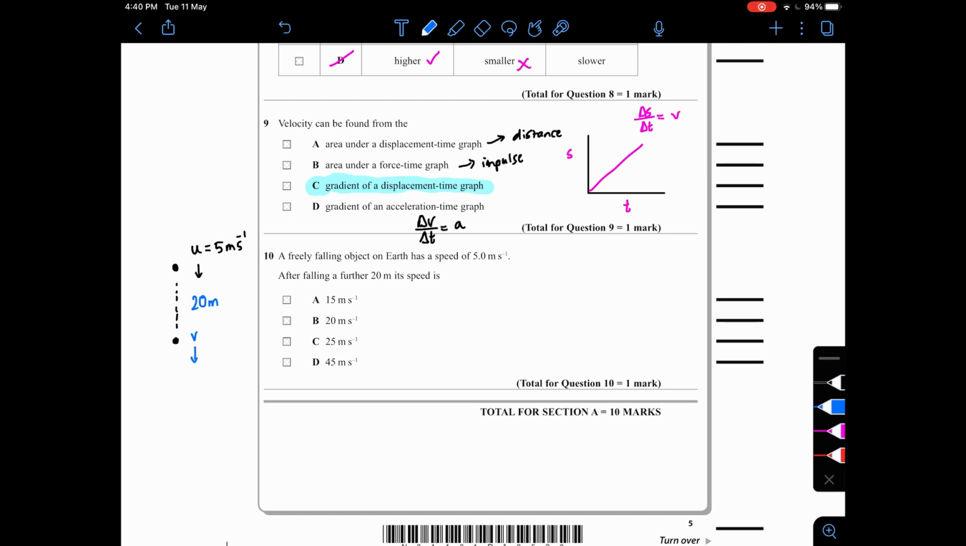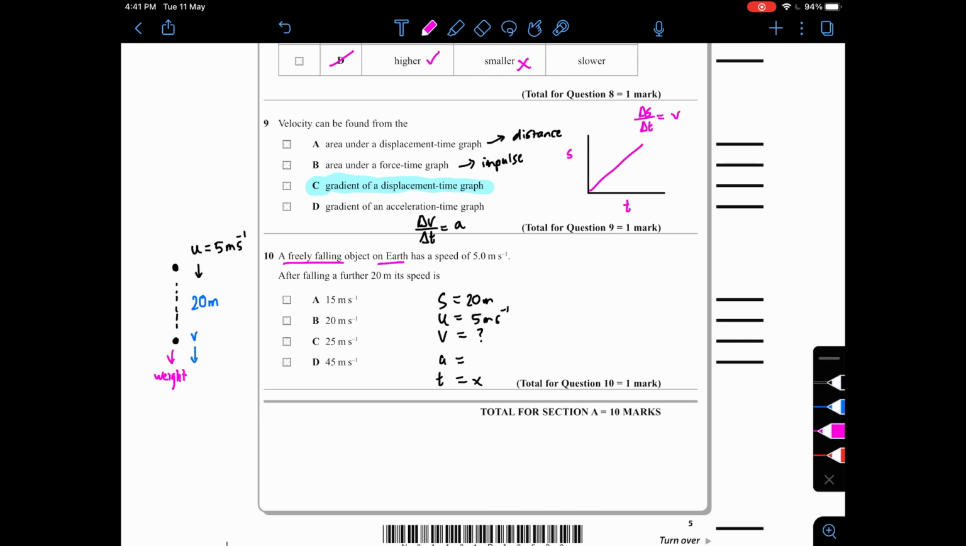This is a classic case of another SUVAT equation. We can write SUVAT, S-U-V-A-T. The S we know is 20 meters. U we know is 5 meters per second. V we're trying to find out. A, we'll get to it. Time we don't have. Now, the question says freely falling. That's a clue in itself, and it says on Earth. So we're referring to another force acting on the object, which is its own weight.